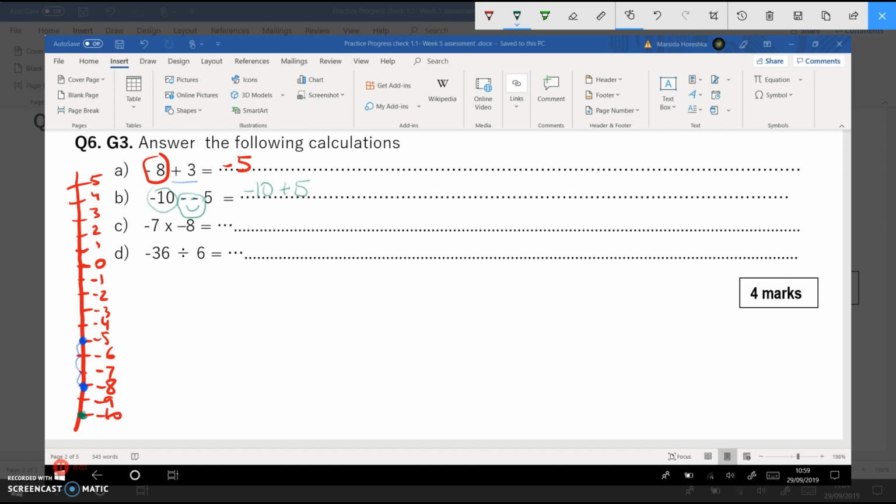So we go to minus 10 and then add 5. So 1, 2, 3, 4, 5. So again, it lands on minus 5. And you're wondering now, what if it had minus 10 plus 5? Again, because the two signs are the same, they will turn into positive. So there is a smiley face represented. Minus 10 plus 5, that is the same as the one above, so that gives us minus 5.